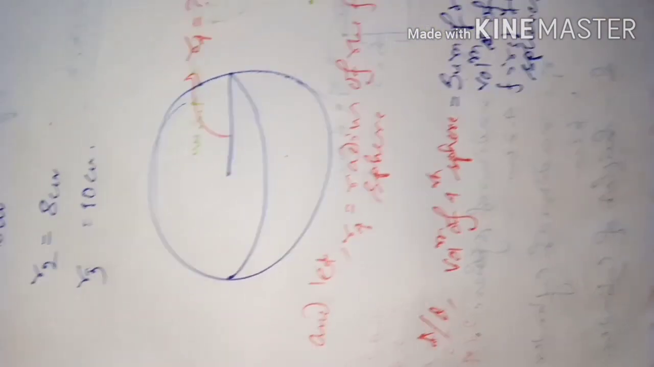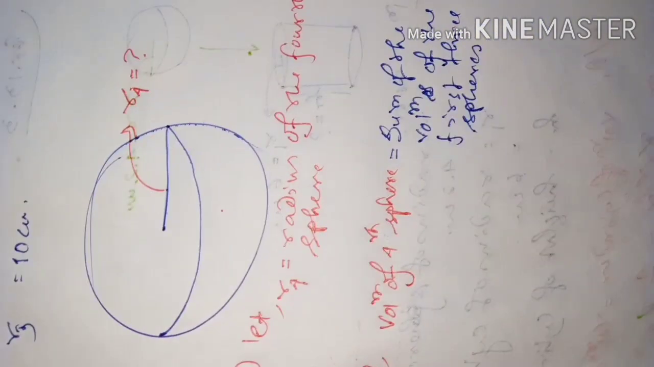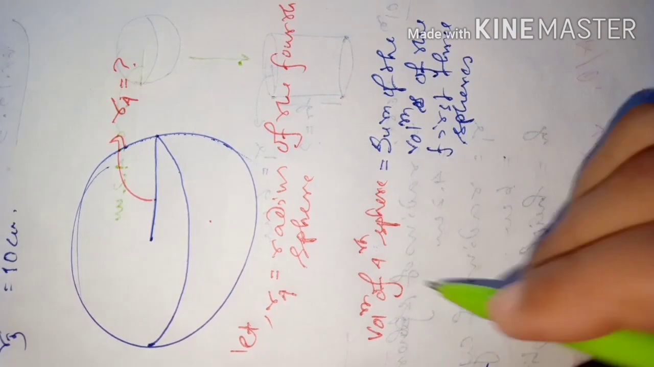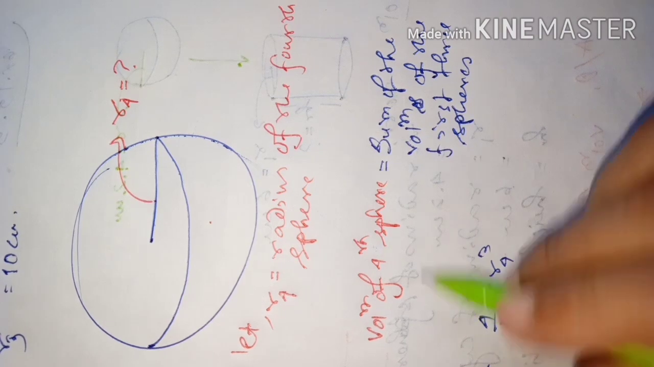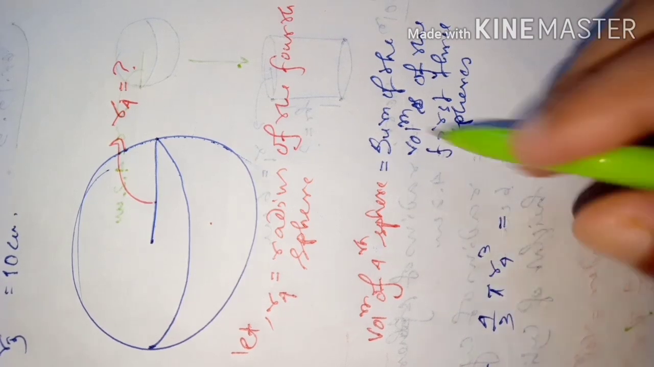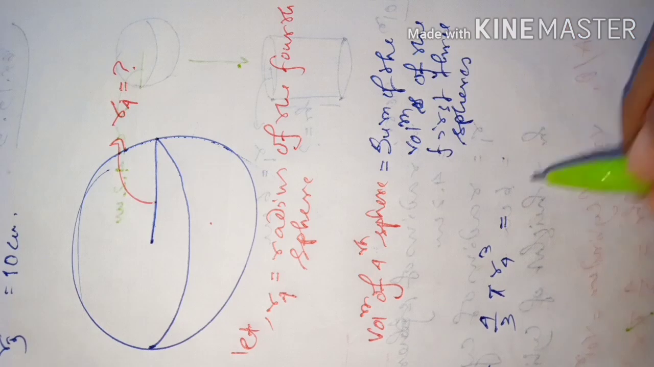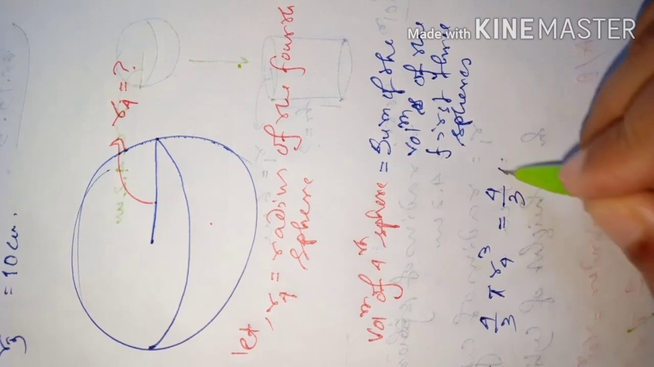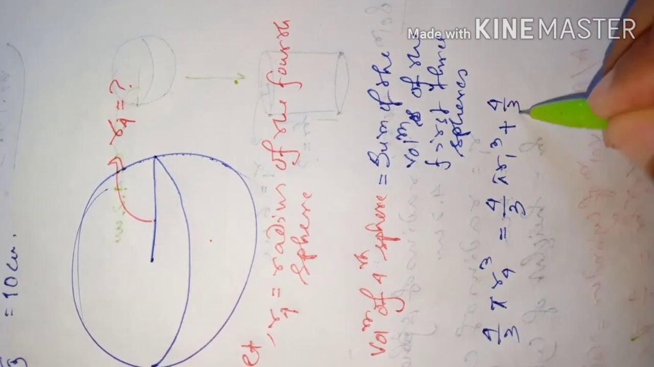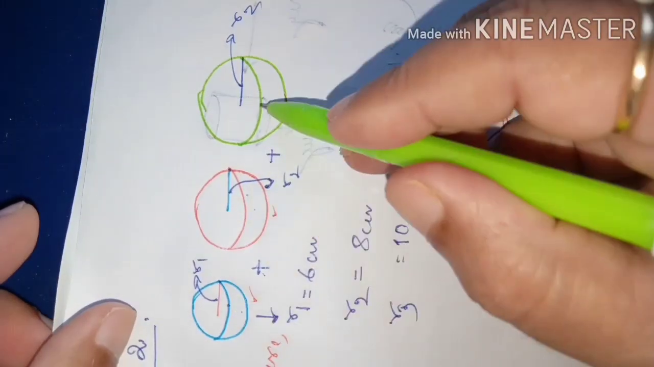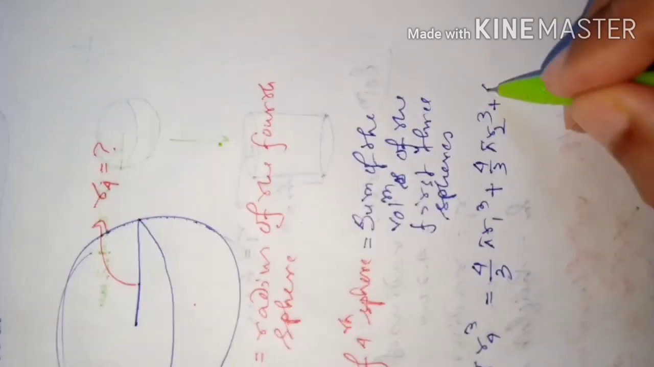So here we will write now like this: volume of the 4th sphere, 4 by 3 pi r4 cube. Volume formula of sphere is equal to the sum of the volumes of the first 3. First one is 4 by 3 pi r1 cube, plus second one is 4 by 3 pi r2 cube. You are understanding now? Volume of this one plus volume of this one, all the 3 will add. So like this, plus 4 by 3 pi r3 cube.